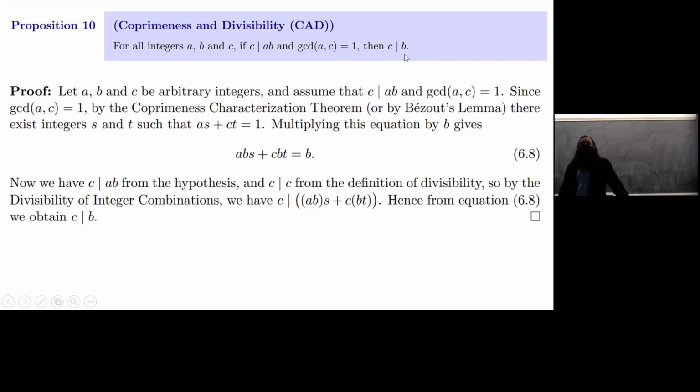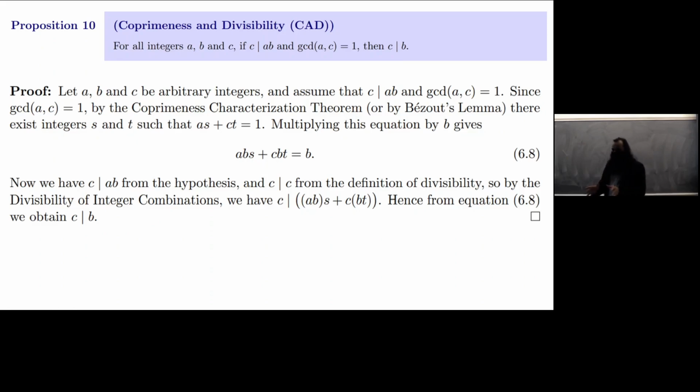Okay, anyone lost? So you have a theorem involving the GCD of A and C. It's a good idea to start with Bézout's identity. Okay? And then here you use DIC. In the hypothesis of the problem, you have that C divides AB. So that probably means you want to use some divisibility theorem. You have that C divides AB, and you want to prove that C divides B.